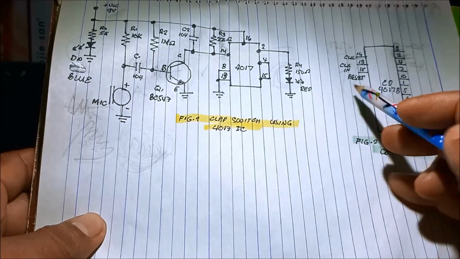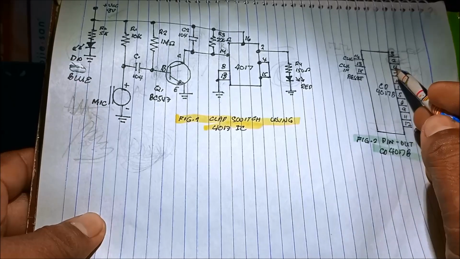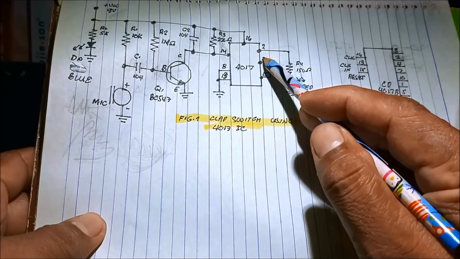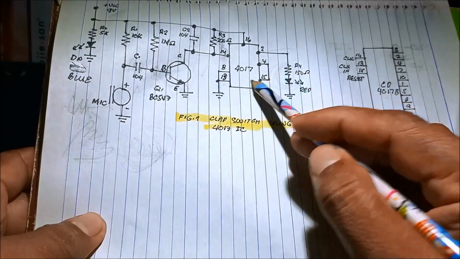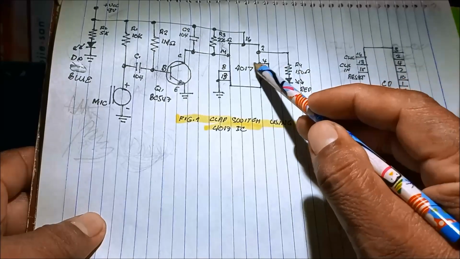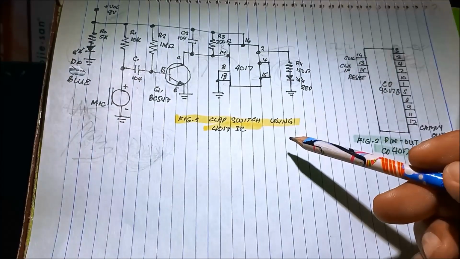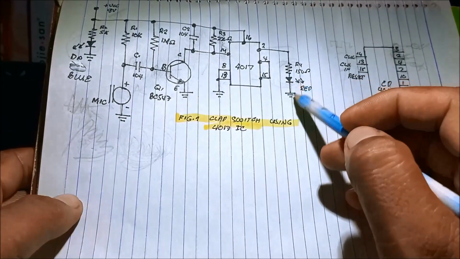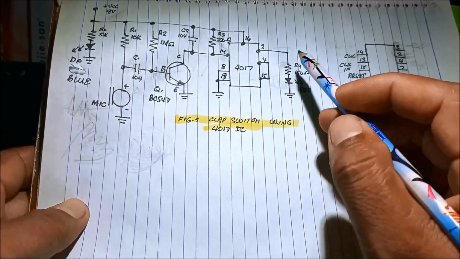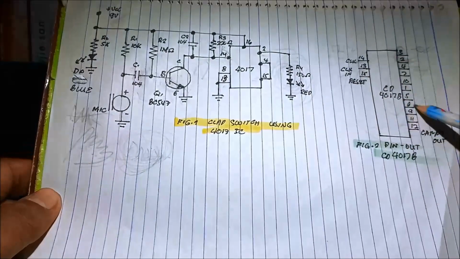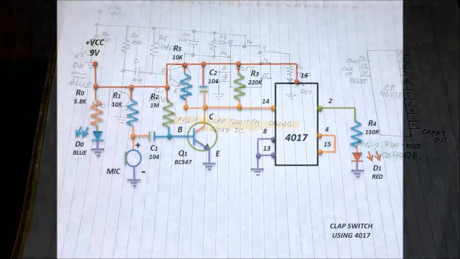Once we clap again, pin number 4 is connected to the reset pin. It means we're going to reset the circuit back to the initial state. So that is the reason why it will make this LED turn on and off by using this sequencer.